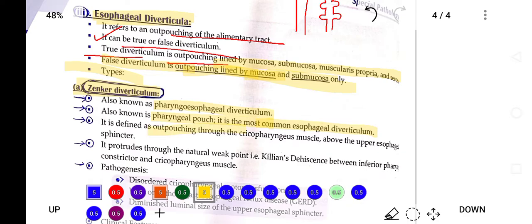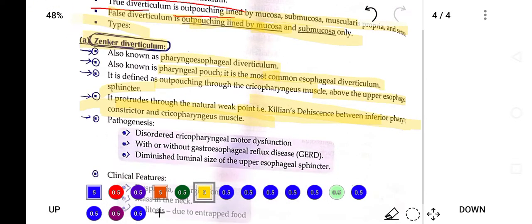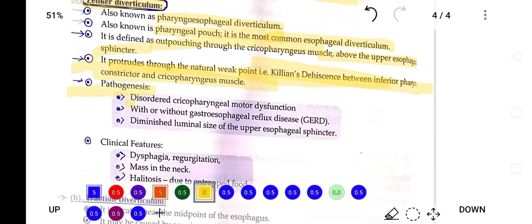It is defined as outpouching through the cricopharyngeus muscle above the esophageal sphincter, protruding through the natural weak point, Killian dehiscence, between the constrictor of the pharyngeal and cricopharyngeal muscles. Now, the pathogenesis is that a disorder of the cricopharyngeal motor system can lead to this condition, with or without gastroesophageal reflux disease. Diminished luminal size of the upper esophageal sphincter can cause this condition.